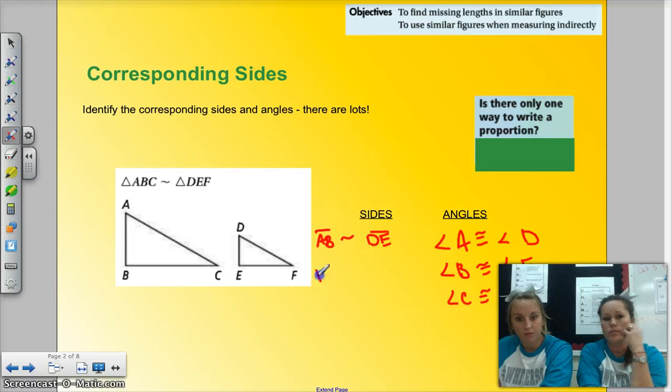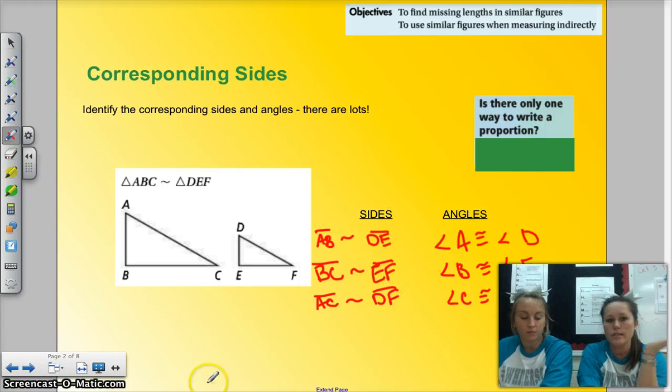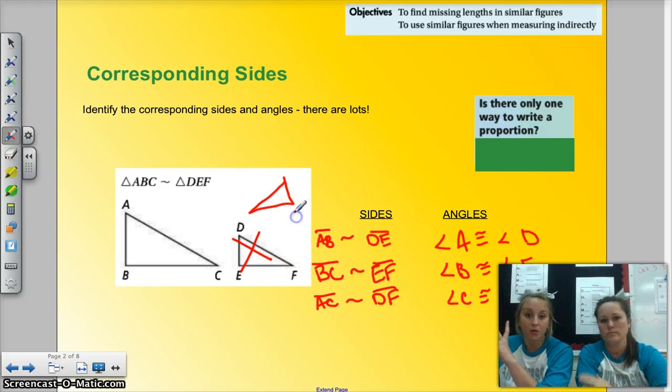Okay, so then let's do another side. We've got side BC is corresponding to EF. And then the other one is AC, corresponding to DF. Again, they're just in the same spot on the triangle. The same thing applies if the triangle happened to be flipped. You have to look at the location. F is still out at this little point, and C is still out at this little point.